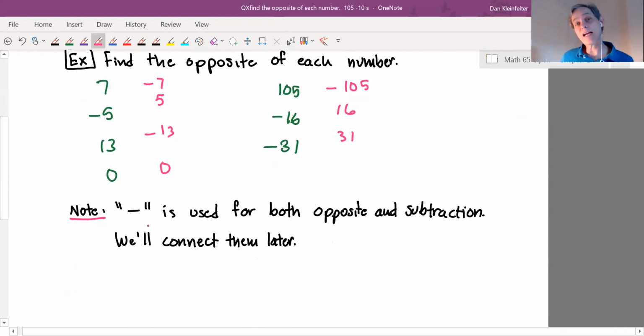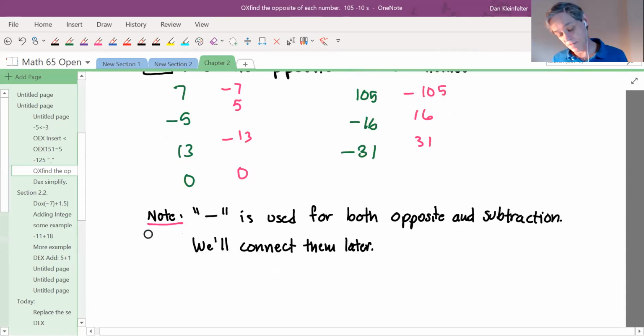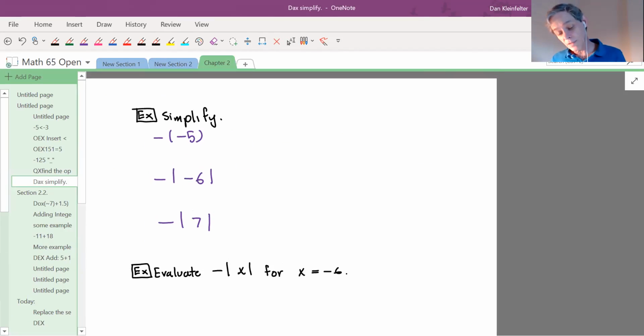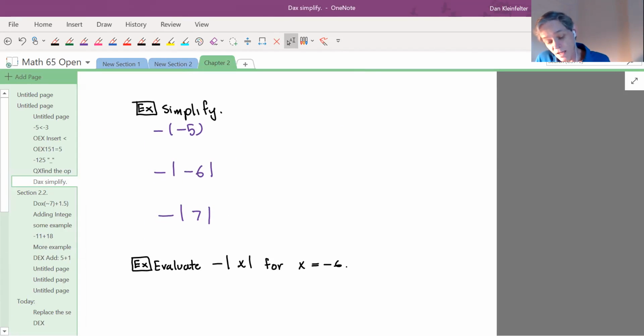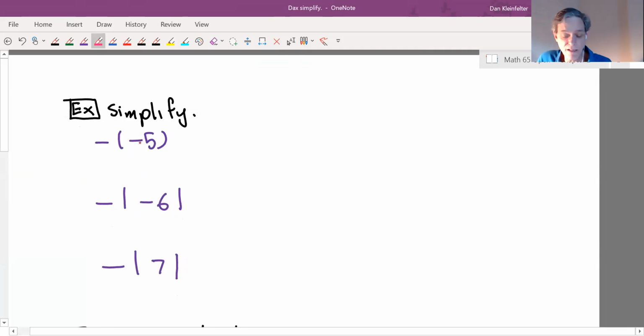As a reminder, the dash is used for both subtraction and finding opposites. We're going to connect those later on in this section. Okay, a couple more examples. In these, we want to simplify some expressions. The opposite of negative 5 is going to be positive 5.